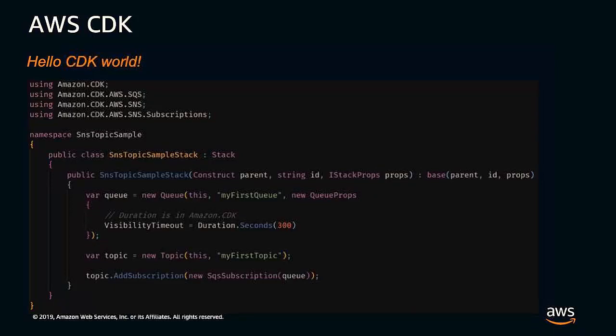Now, the general rule is that a service in AWS has its own NuGet package in the CDK. So if you're wanting to use SQS, then you would import the SQS NuGet package. If you wanted to use S3, then you would import the S3 NuGet package. And so we have a whole library of these NuGet packages that you can use.